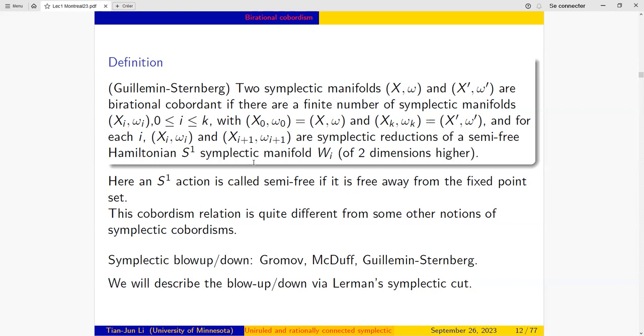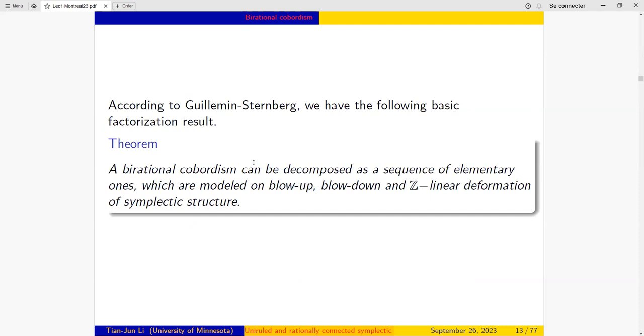This is a notion that's just defined in terms of Hamiltonian circle actions. So here we'll see that I mentioned the symplectic blow down. This is what was studied by Gromov and also Guillemin and Sternberg. So what's the relation between this general cobordism relation and blowing up, blowing down? Not surprisingly, you have this basic factorization, which says that any birational cobordism can be decomposed into simple cobordisms. What is the simple cobordism? Blow up, and integral linear deformations, in a sequence.